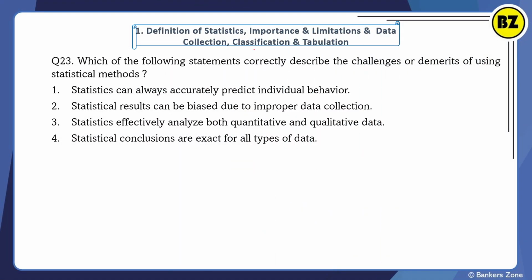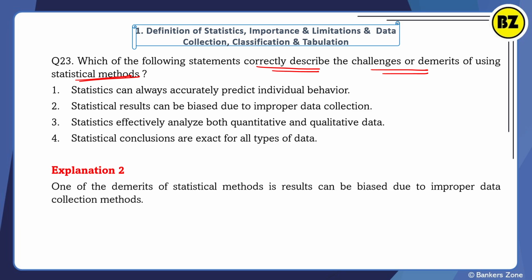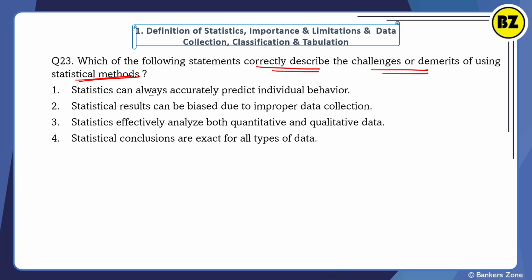Which of the following statements correctly describes the challenges or demerits of using the statistical method? So we have to identify the demerits of the statistical method. Statistics can always accurately predict individual behavior? Not applicable for individual behavior. Statistics can be biased due to improper data collection. It is true, it can be biased.